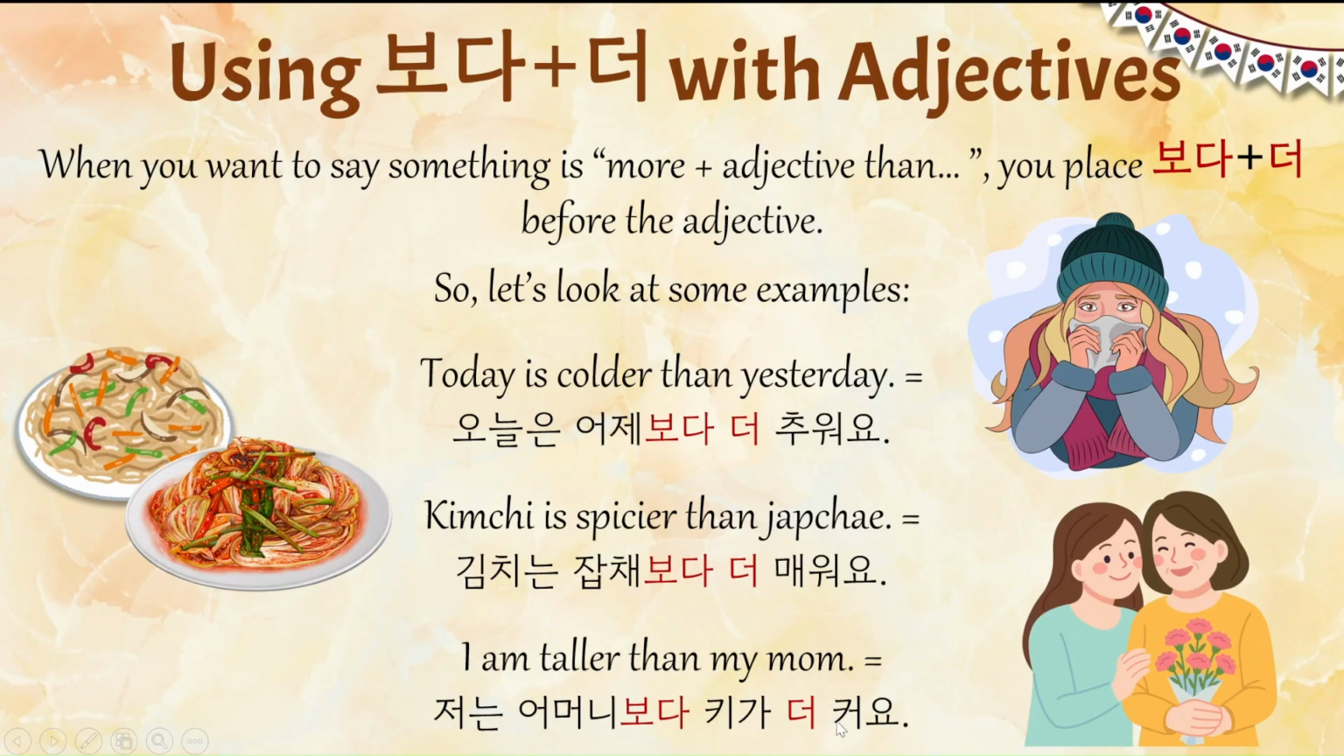Here you are using the adjective 크다, which means to be big. So to have a big height, 키가 커요, means you are tall. Okay? Don't get confused. Now you have to say you're taller than your mom. So you're comparing yourself with your mom. So it is going to be 어머니보다. Now you have to say more tall. 키가 더 커요. Taller than my mom. 어머니보다 키가 더 커요.